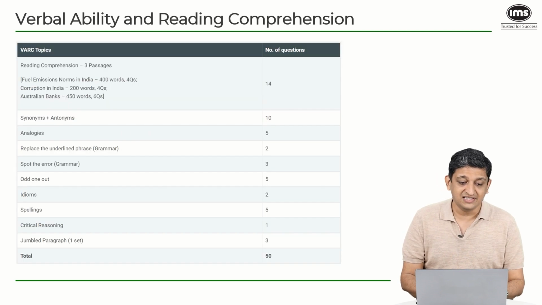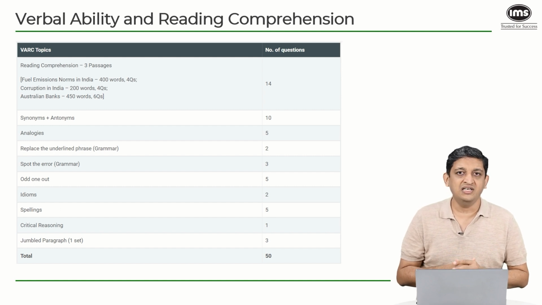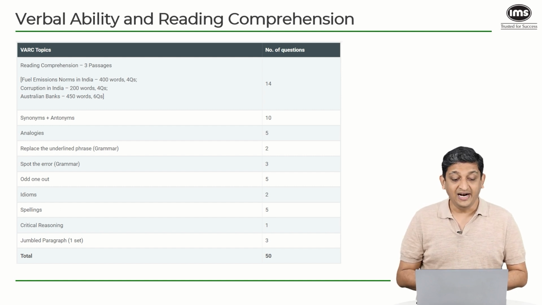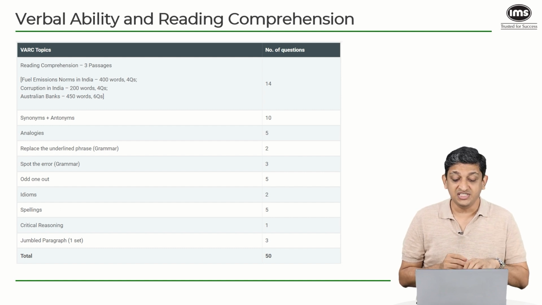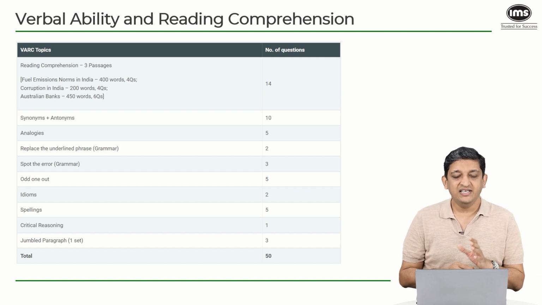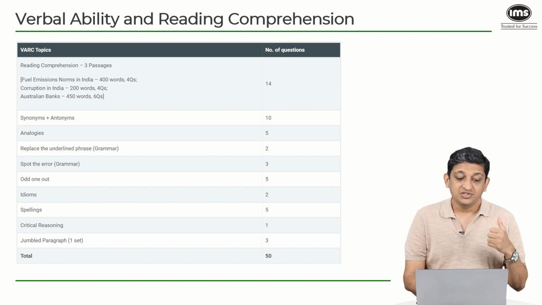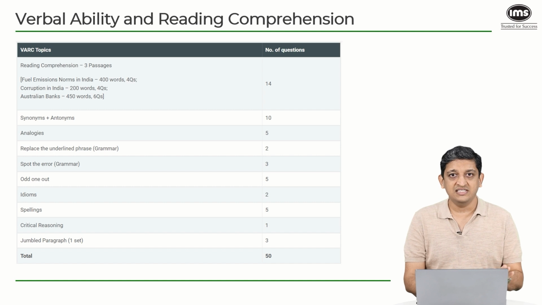Now, if you look at it at a section level, in terms of the verbal ability and reading comprehension section, this is again from the latest pattern of the CET that we had. So if you look at the kind of split between reading comprehension and non-RC questions, it was 14 and 36. So there were 3 passages, 400 or 200 words each passage, and the total number of questions across these 3 passages was 14. In terms of the kind of questions that you can get from vocabulary, so synonyms, antonyms, analogies, in terms of spellings, right? So those questions were present in terms of the CET this year.